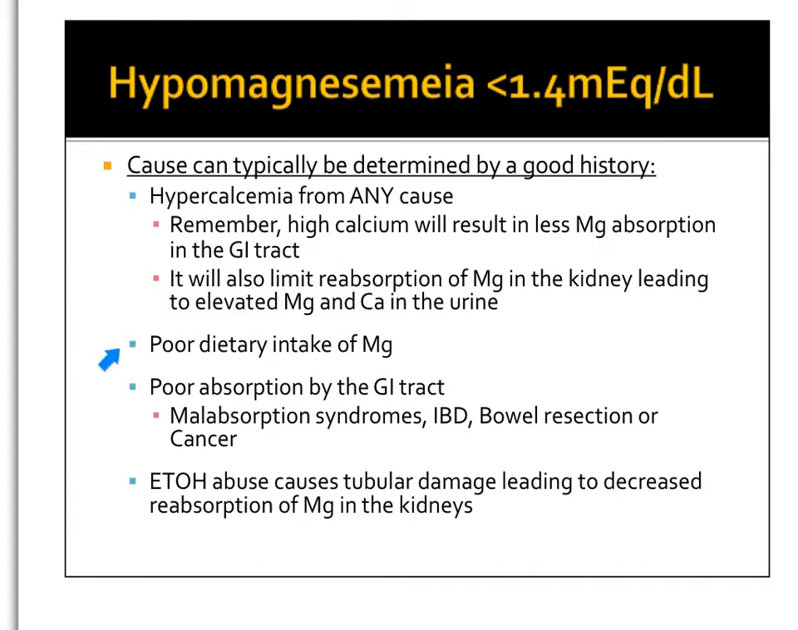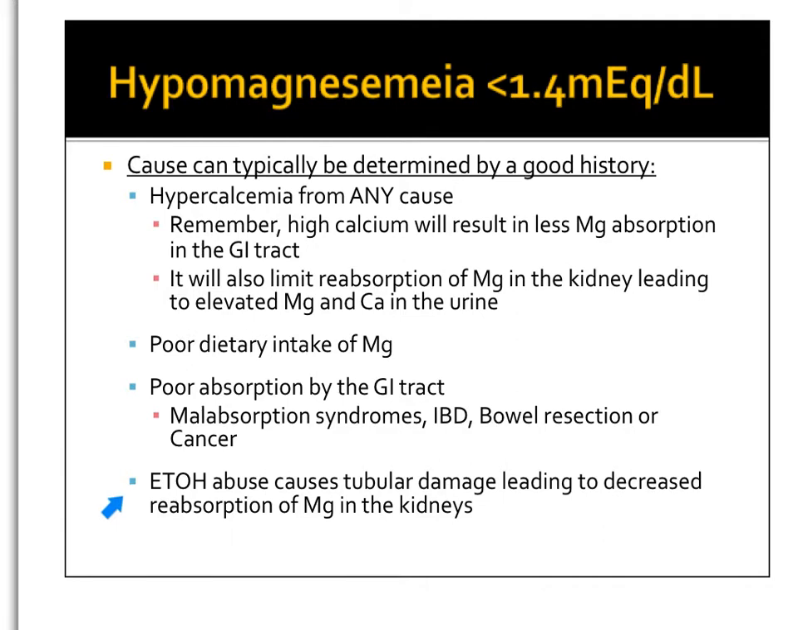Another cause would be poor dietary intake of magnesium, which is really difficult to do, but if you have someone who just has really poor nutritional habits, it is definitely possible. Poor absorption from the GI tract. If you had a condition like celiac disease, or you've had a bowel resection, and you're not able to absorb magnesium that way, that can lead to low mag levels.